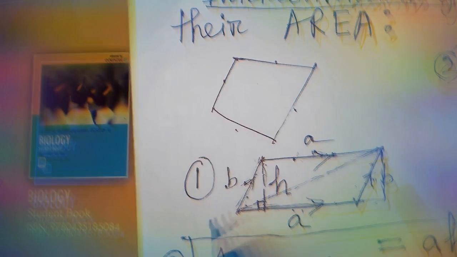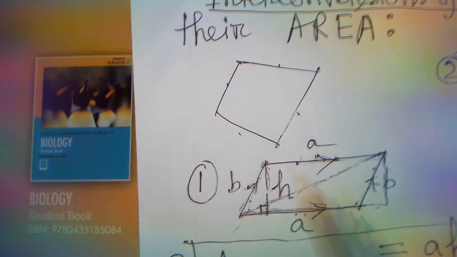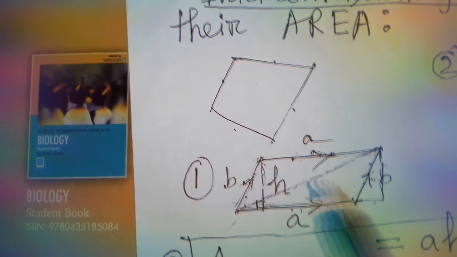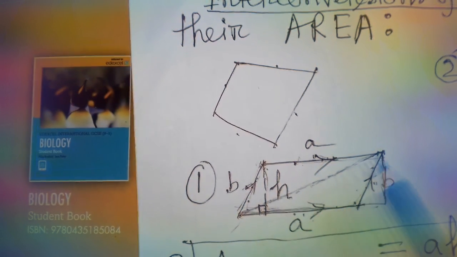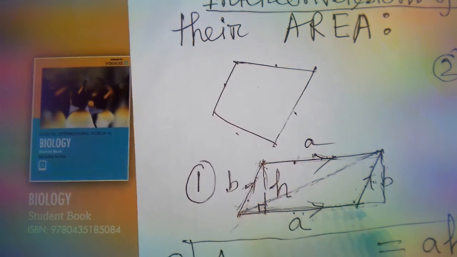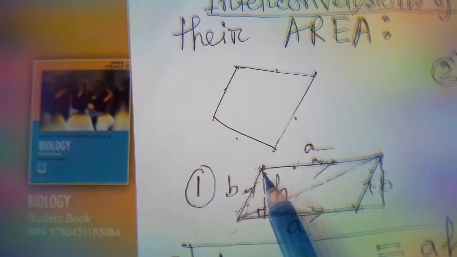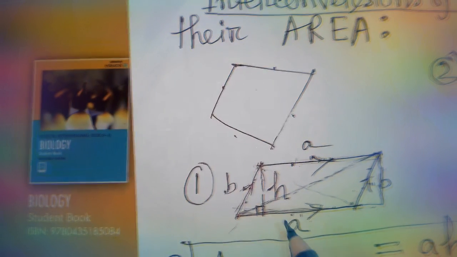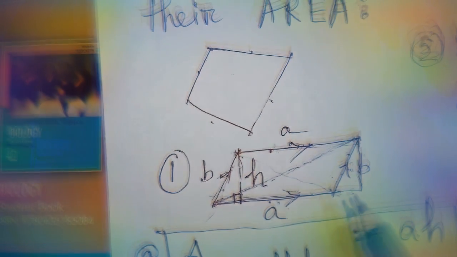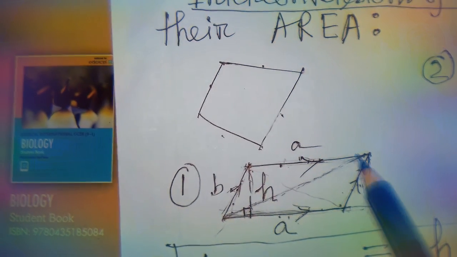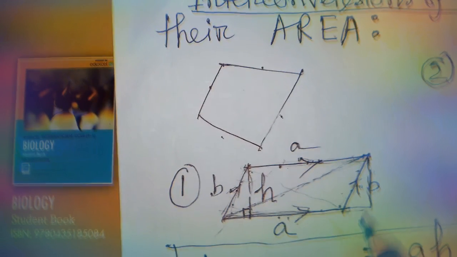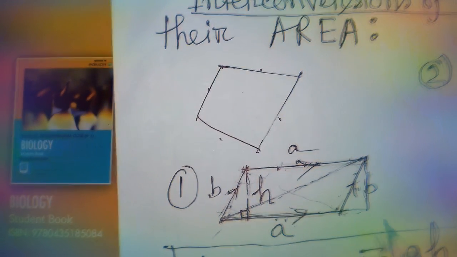But the diagonal divides this whole area into two equal regions. I mean this triangle and this triangle are equal. Similarly, this diagonal also divides this whole region into two equal regions. This angle and these opposite angles are equal, but not 90 degrees.